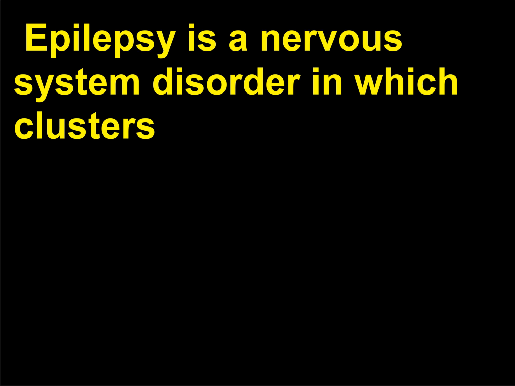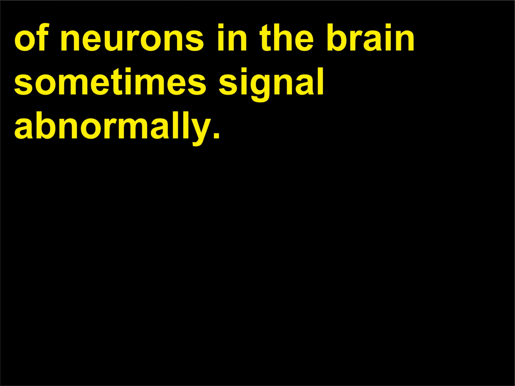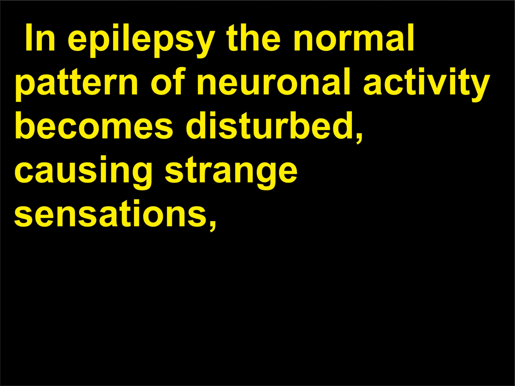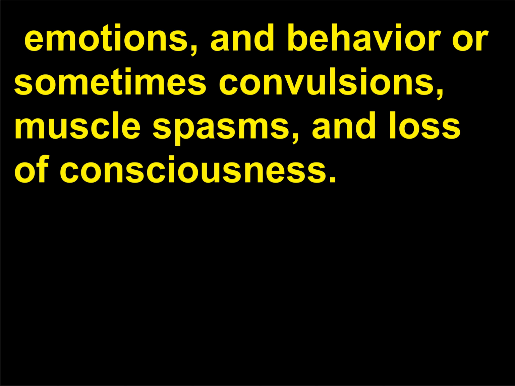Epilepsy is a nervous system disorder in which clusters of neurons in the brain sometimes signal abnormally. In epilepsy, the normal pattern of neuronal activity becomes disturbed, causing strange sensations, emotions, and behavior, or sometimes convulsions, muscle spasms, and loss of consciousness.